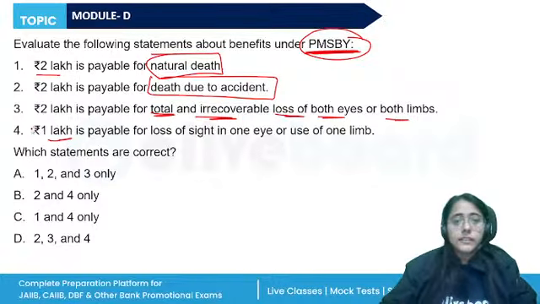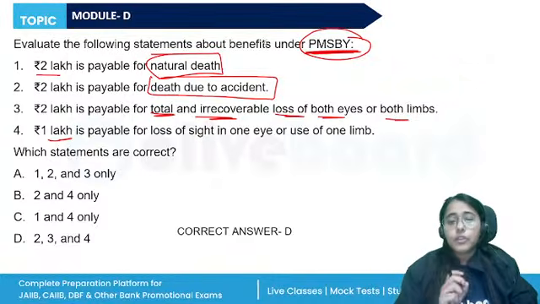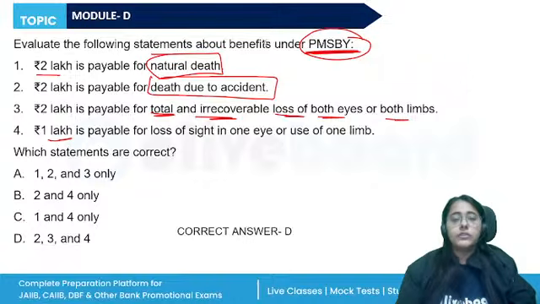The correct answer is D. Yes. The Suraksha Bima Yojana covers accidental death and disability cover. Right? So in the case of death due to any accident, 2 lakh rupees is paid. Total and irrecoverable loss of both eyes, both hands, feet, 2 lakh rupees. Total and irrecoverable loss of sight of one eye or one hand or foot, 1 lakh rupees. All right. So the correct answer is D, 2, 3, and 4.